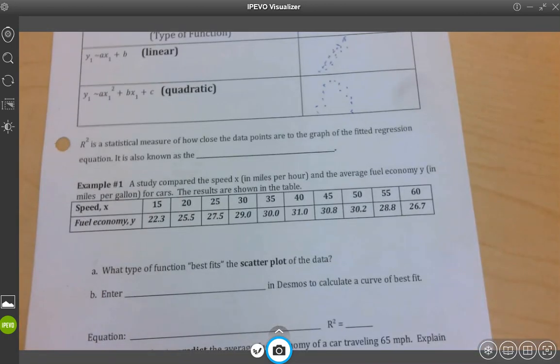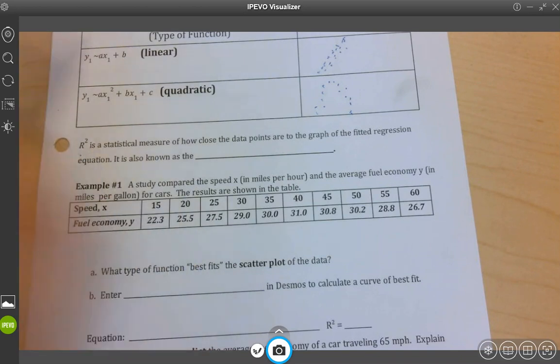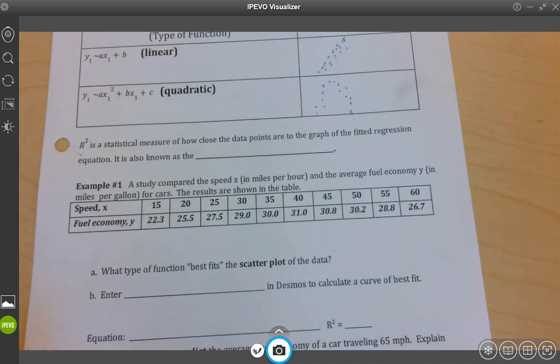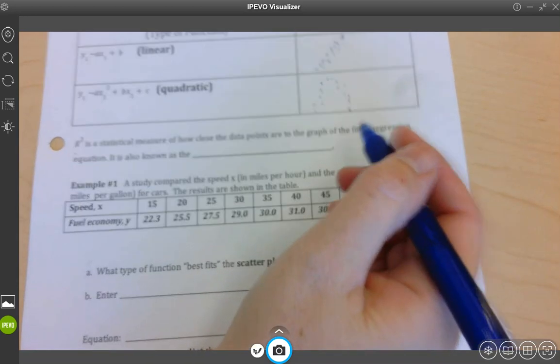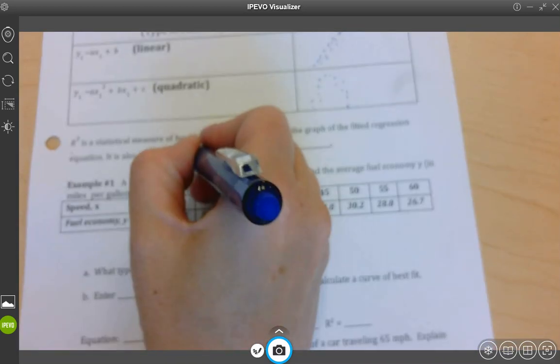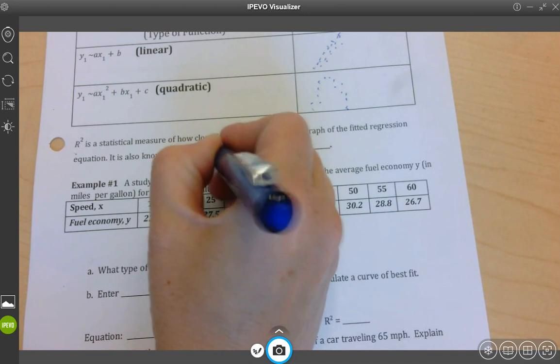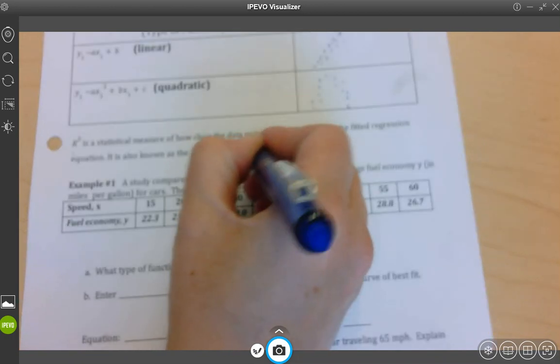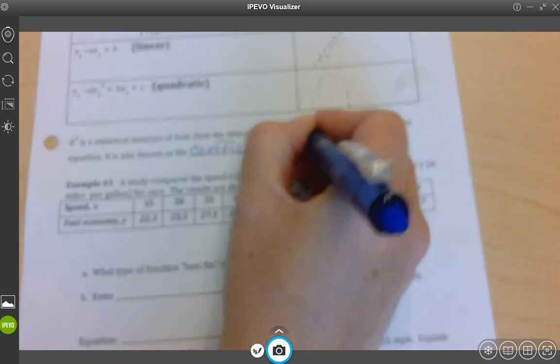We talked about R squared, and this is a measure that's going to tell you whether or not your data fits the equation well. If it fits it well, it will be close to 1, and if it doesn't fit it well, it'll be close to 0. And its name is the coefficient of determination. I never call it that, I just call it R squared.